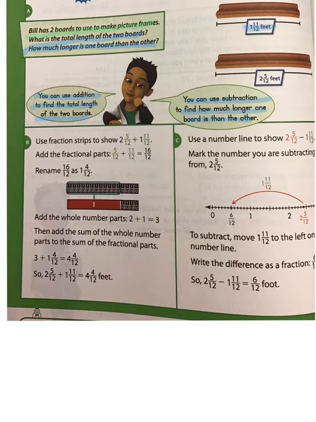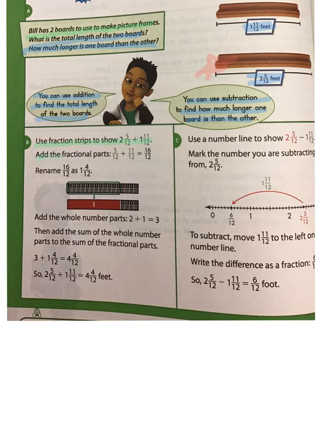One is 1 and 11/12 feet long, and one is 2 and 5/12 feet long. I know that this one is bigger because the whole number is 2, not 1. One way we can do this is using fraction strips. So we can use fraction strips to show 2 and 5/12 plus 1 and 11/12.